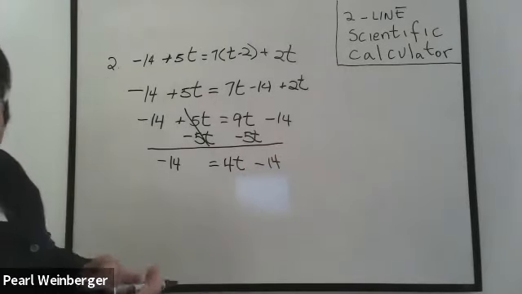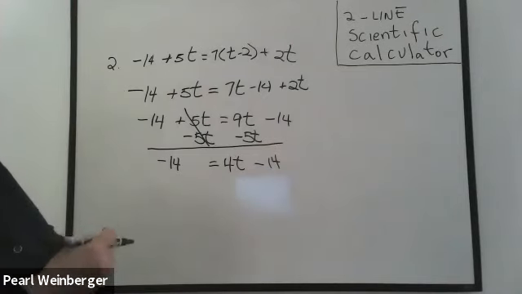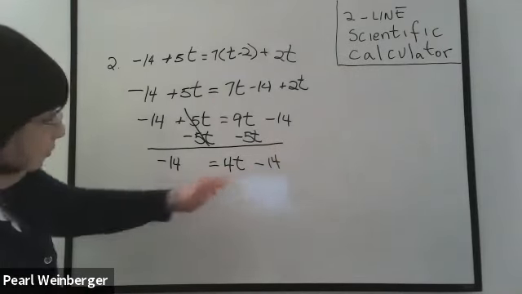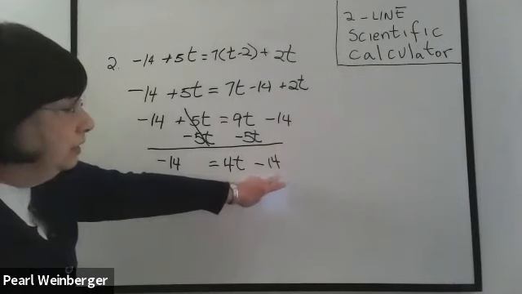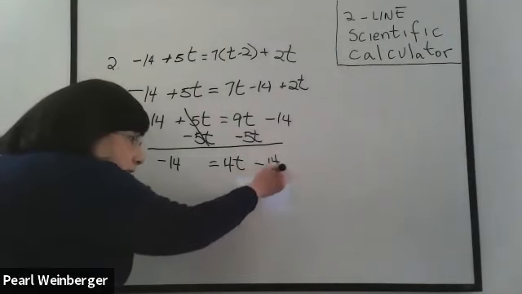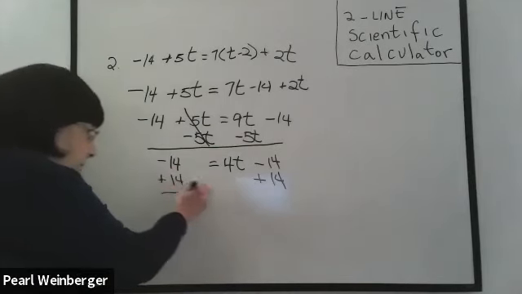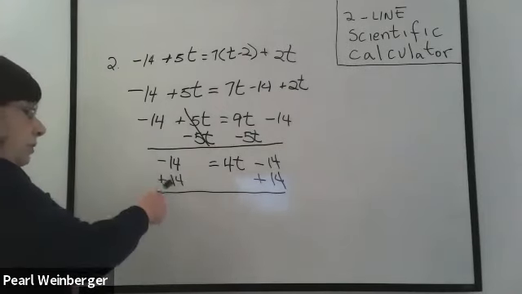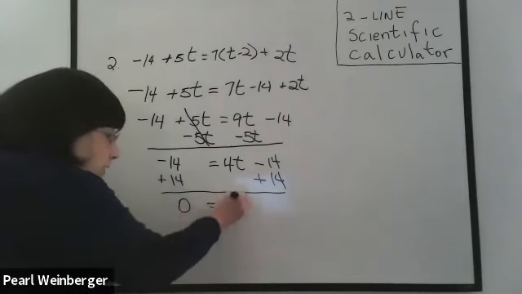Now, once I've taken care of the variables, and I have the variable on one side, then I have to get all the numbers to the other side. Since I have the t on the right side in this case, I've got to get this negative 14 to the other side. So this has a minus in front of it, so to get rid of it, I have to do positive 14. I'm always doing the opposite operation. Now I combine the like terms. Negative 14 plus 14 gives me 0. And over here, I'm left with 4t.